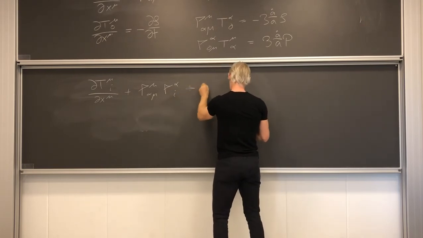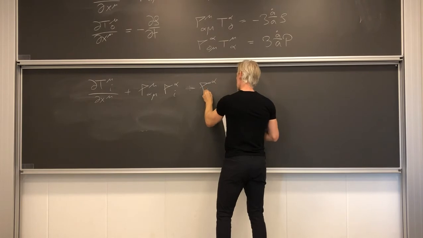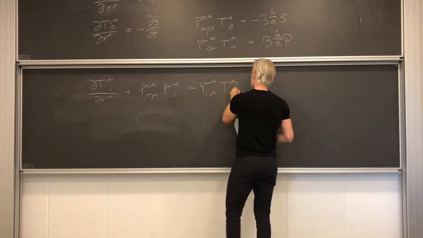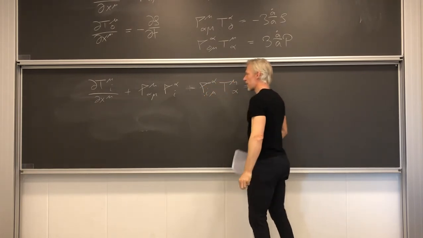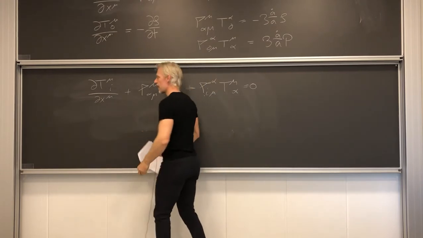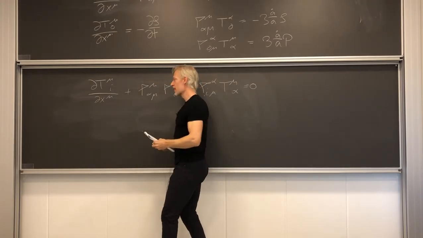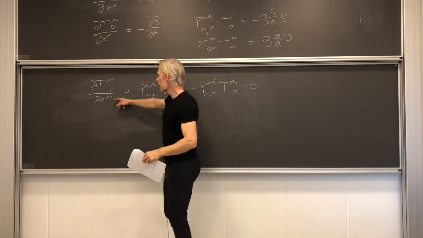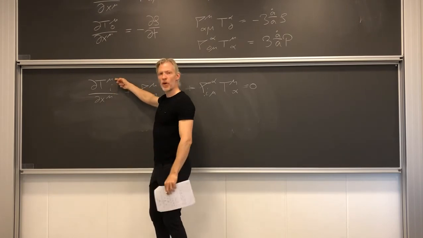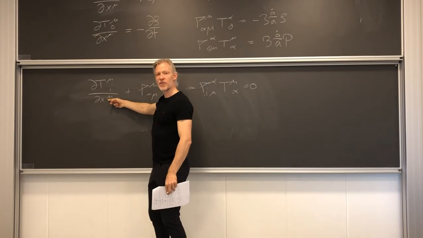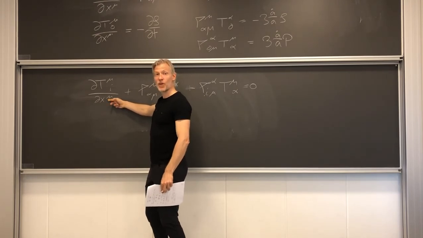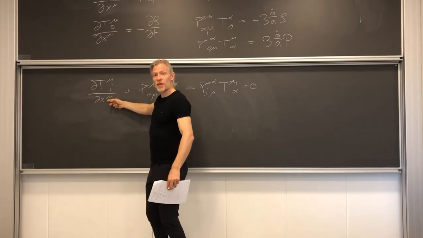Oops, and then a minus sign, of course. Okay, and again, it doesn't take long to realize that this is indeed 0, because now, for example, mu must be 1, 2, or 3. It cannot be 0. But that means I have to do the coordinate derivative with respect to a spatial coordinate. But that must be 0, right?